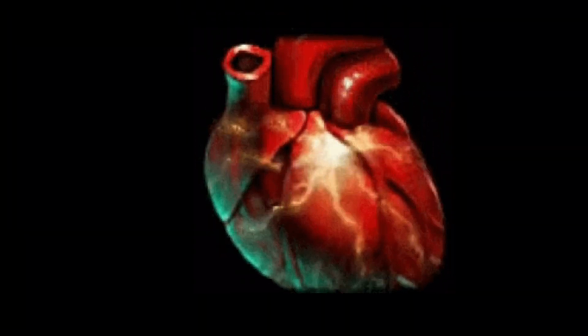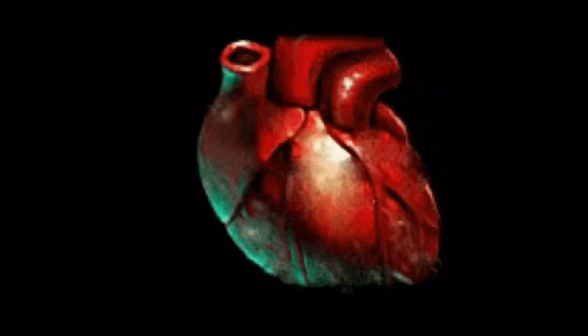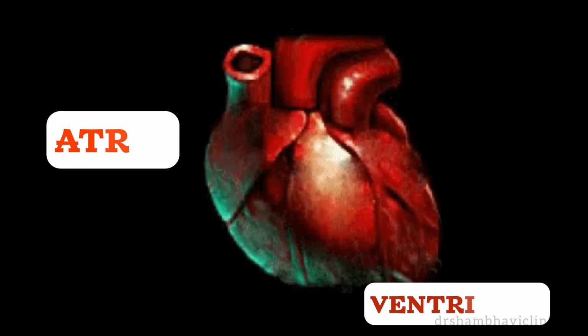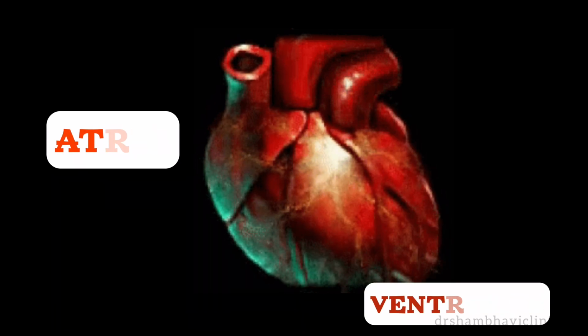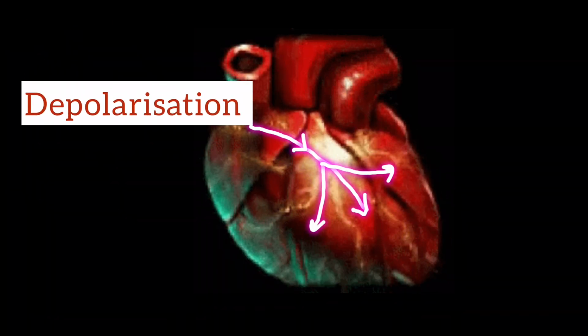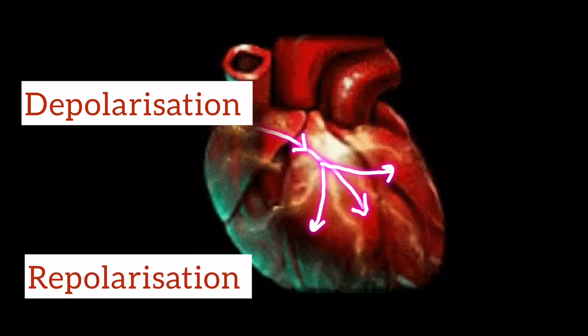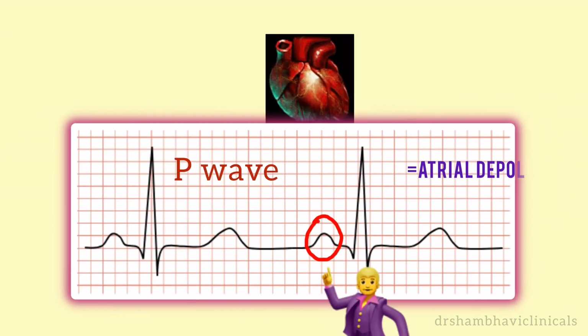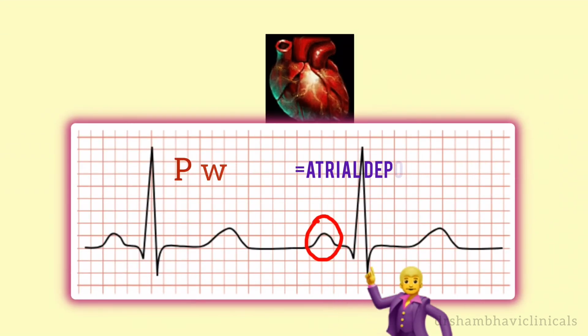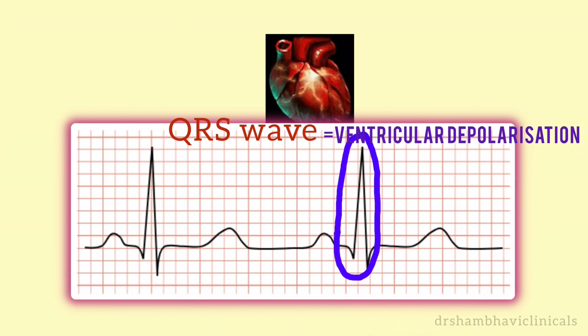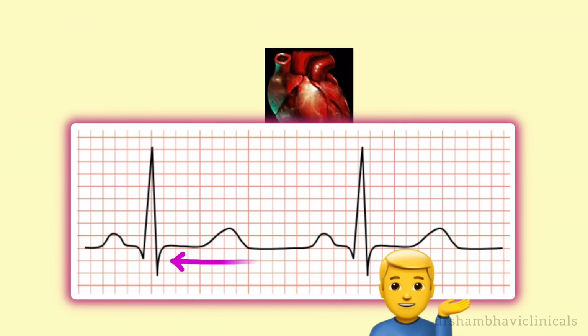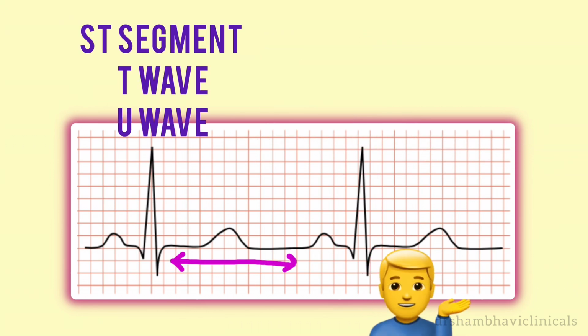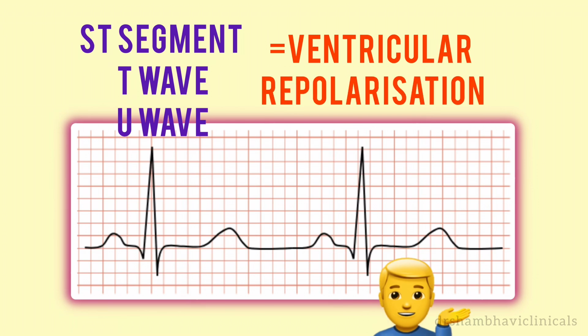Remember, these standardizations or calibrations and speed can be changed, and hence we should look at these parameters before starting to read the ECG. As you might know, ECG basically records the electrical activity of atria and ventricles. It records depolarization, which is spread of stimulus through the heart muscle, and repolarization, which is return of the stimulated heart muscle to its resting state. The P wave represents atrial depolarization, QRS wave represents ventricular depolarization, while ST segment, T wave, and U wave represent ventricular repolarization, that is return of the stimulated ventricular muscle to its resting state.